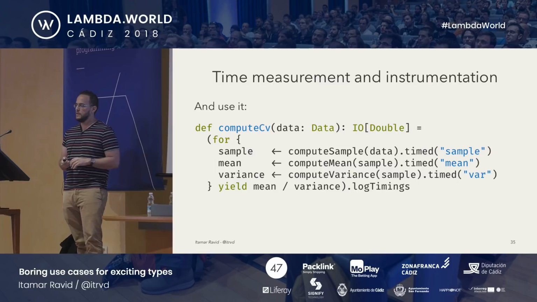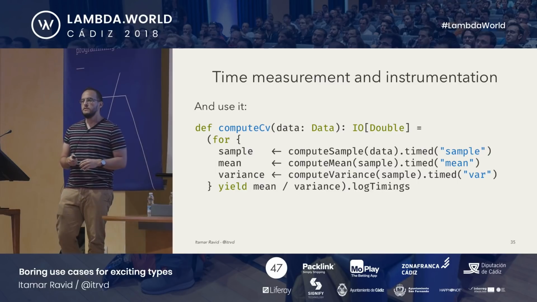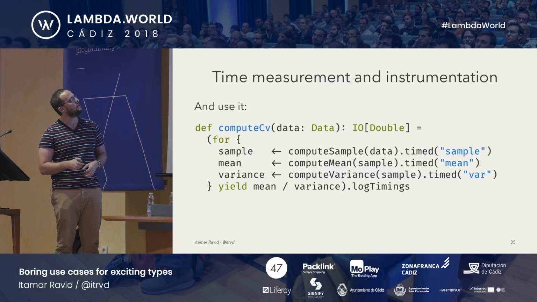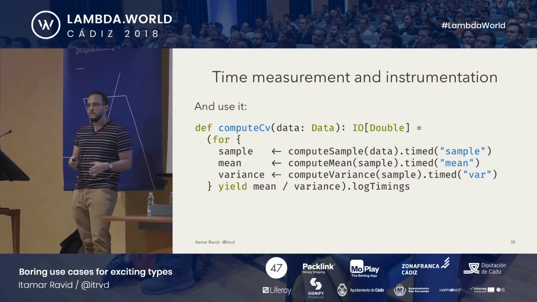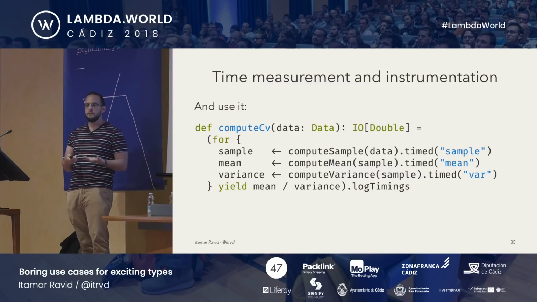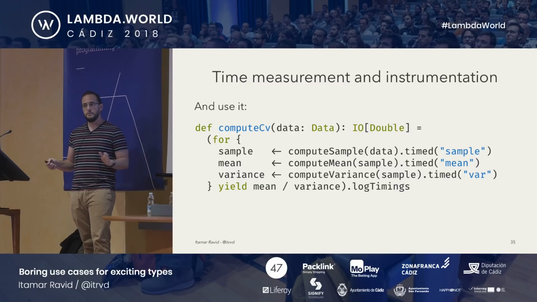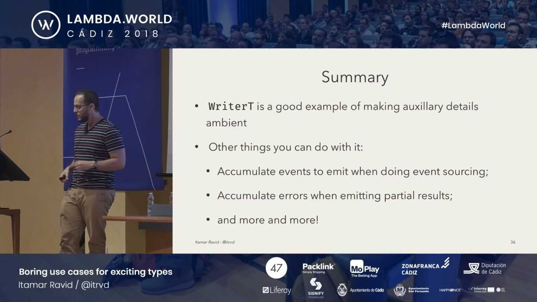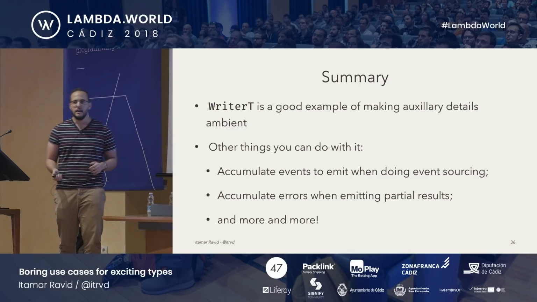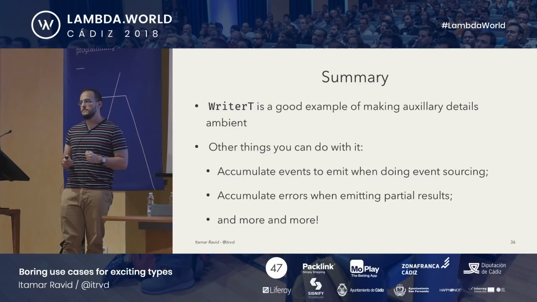Which is nice because we can now use this to maintain the same interface for our computeCV function and still get the timing data printed out for us or logged to whatever you'd like. And this is very cool because we've used a very simple and not so exotic, but a lesser known data type, such as WriterT, to implement a very boring use case. So this is a good example of making auxiliary details, such as timing, ambient.